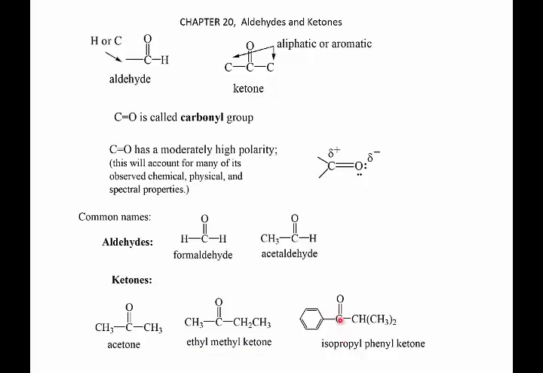All right, this one, the two groups are, this is the phenyl group, the benzene ring as a substituent, we call it phenyl, and this group here is isopropyl. Isopropyl alphabetically comes before phenyl, so the name is isopropyl phenyl ketone.